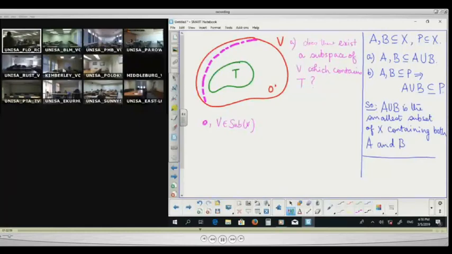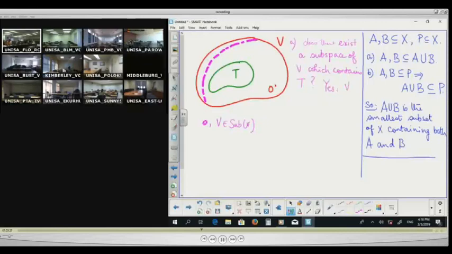Okay? And take their intersection. Any intersection is again a subspace. Right? So if you take the intersection, that will be another subspace, and the smallest one which contains T. Right? So, immediately, the answer to this is yes.